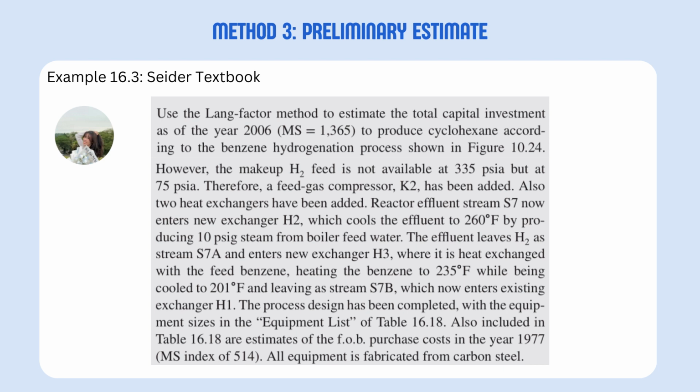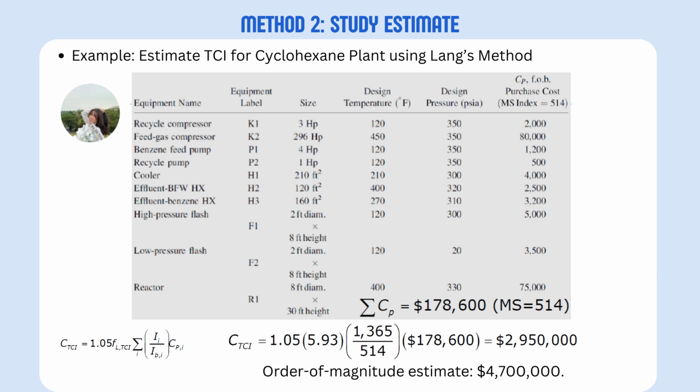And then we also have a table of the equipment list that includes all the purchase costs for all the equipment based on year 1977. The table shows the purchase cost of all the equipment based on the MS Index 514. We sum up all the purchase costs and then we can substitute the value into the formula of the total capital investment.